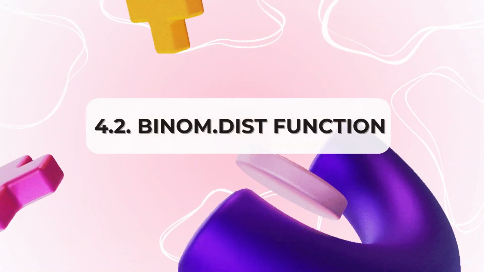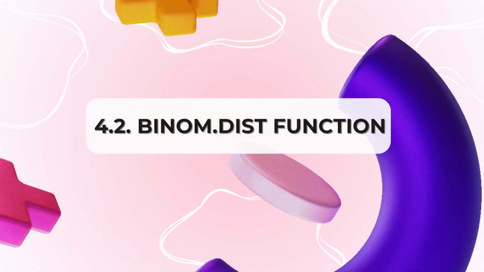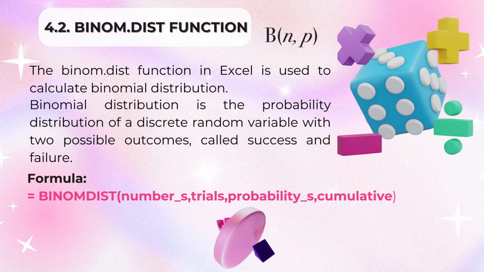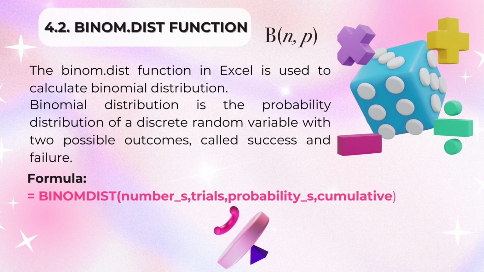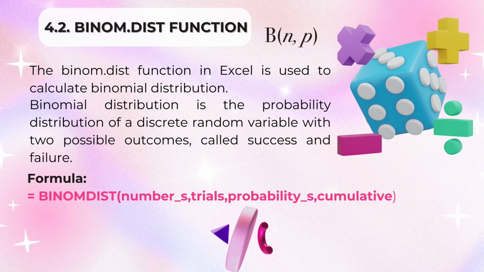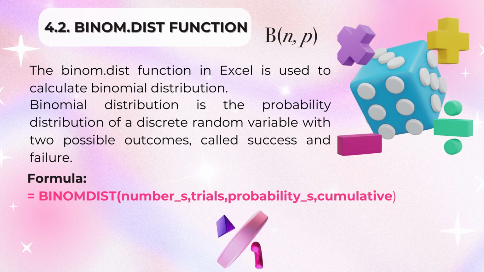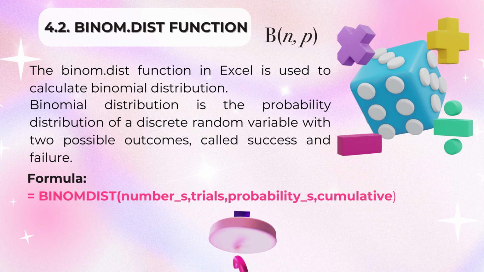We come to the next probability function, which is BINOM.DIST. The BINOM.DIST function in Excel is used to calculate binomial distribution. Binomial distribution is the probability distribution of a discrete random variable with two possible outcomes, called success and failure. Formula: BINOM.DIST(number_s, trials, probability_s, cumulative).